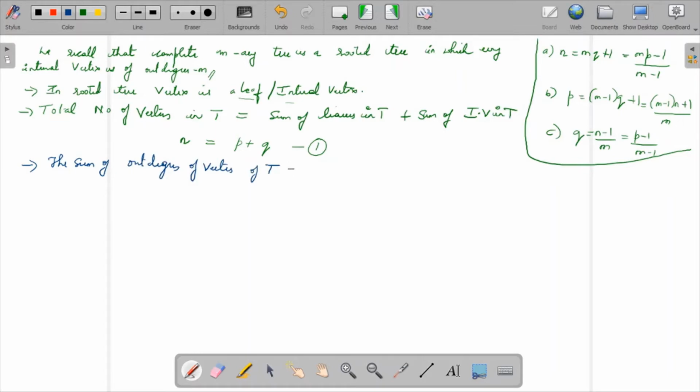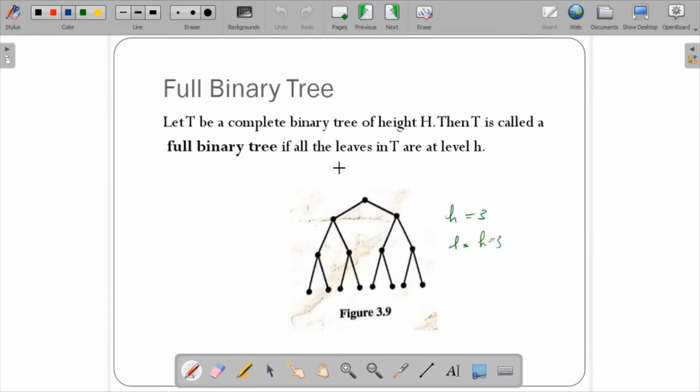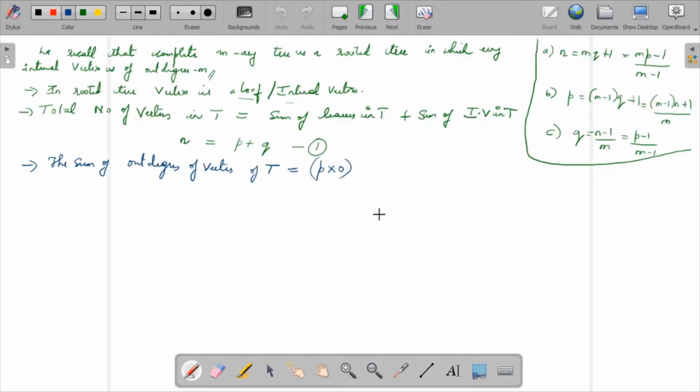That actually gives nothing but the sum of out degrees of vertices of T. That means when you take P leaf nodes, the out degree is 0. If you just remember, for the leaf node the out degree is 0, whereas for the internal nodes the out degree is whatever the maximum it can have, that is M.